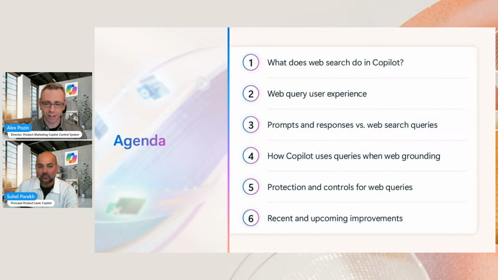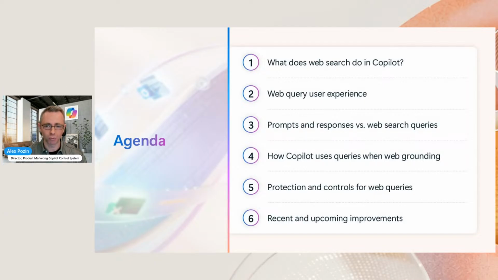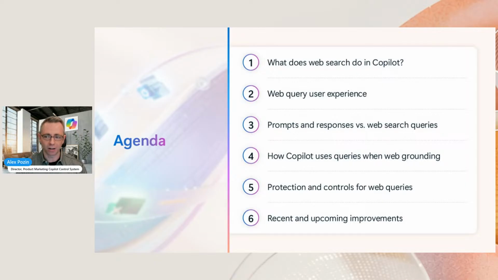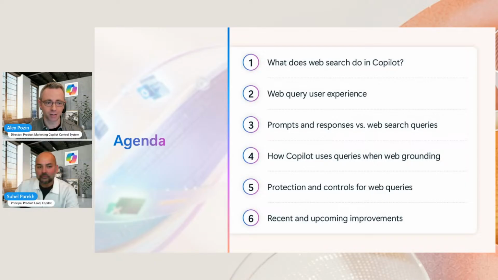So there's 6 key sections. First, we'll talk about what does web search do in Copilot, and what does the user experience look like. So we'll set the foundation. You'll understand what that looks like. The next couple of topics really get into the fundamentals of how web search works, the difference between prompts and responses in web search queries, as well as how Copilot uses those queries when it is grounding. In the last 2 topics, we'll talk about the protections and controls for web queries in Copilot, as well as the recent and upcoming improvements we have made to give you more control and visibility.